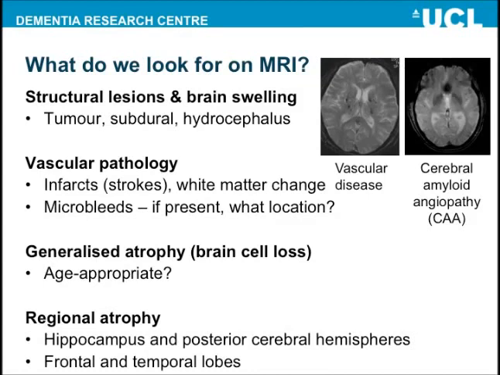So what do we look for on MRI? Well, first of all, we look for any tumours or bleeding, these rare structural causes of cognitive impairment that could be treatable with surgery. We then look for any vascular pathology, so pathology of the blood vessels. Are there any infarcts suggesting a previous stroke? Are there changes to the white matter? I'll talk about this more later, and it can be caused by lots of things, but most commonly white matter changes are seen when someone has vascular risk factors, so things like high blood pressure, high cholesterol or smoking, and that can all cause cognitive impairment.